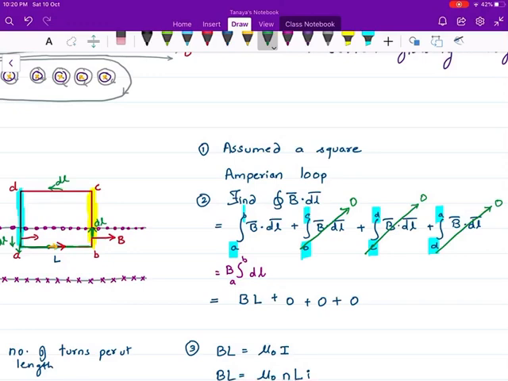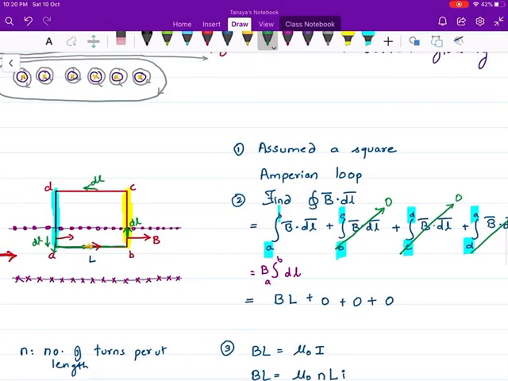Now what is this integration of dl? Integration of dl is going to be the integration of this part.